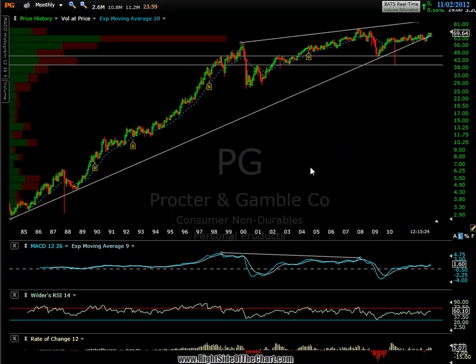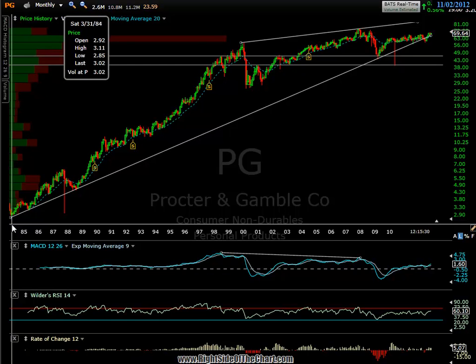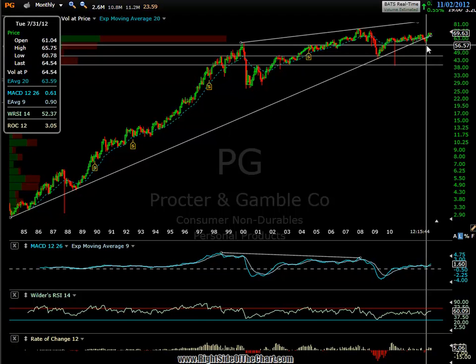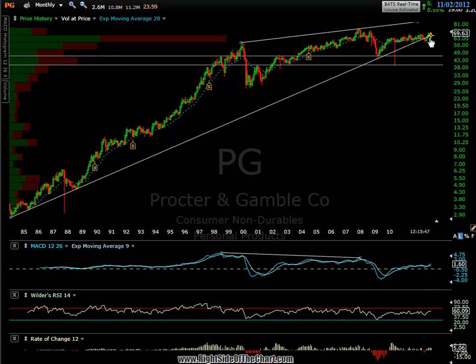Let's look at a monthly chart on Procter & Gamble. This one I've been following for over a year now. Again, we're looking at a long-term trend line that goes all the way back to 1984. And this is clearly just one big giant rising wedge pattern. The trend line is very well defined. 1, 2, 3, 4, 5 touches. Prices recently started breaking below. The stock is trying to cling to that trend line.